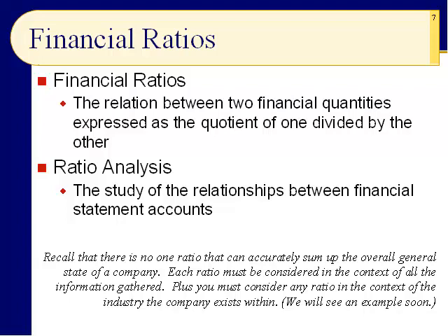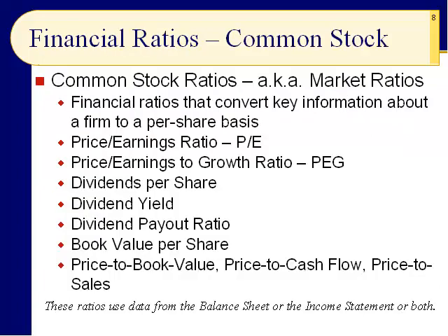Plus, you must also consider any ratio in the context of the industry the company exists within, which is a fancy way of saying you've got to look at their competitors. And we're going to see an example in a few slides. So here are the common stock ratios, sometimes called the market ratios. And we've already gone through these, right? We've looked at the PE, the dividends per share, the dividend yield, the payout ratio, the book value, the price to book, the price to cash flow, the price to sales. The one we haven't taken a look at is the PEG ratio, which is pretty straightforward, and we'll take a look at that in a few slides.